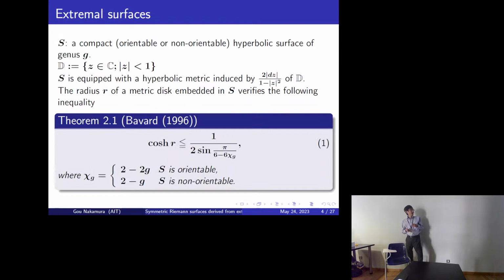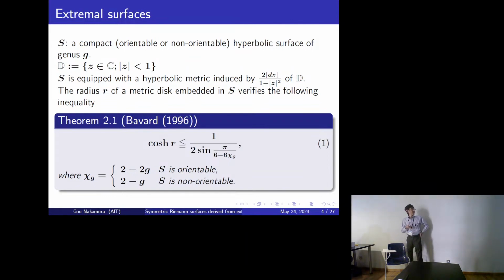First, I explain extremal surface. Let S be a compact, orientable or non-orientable hyperbolic surface of genus g. And let D denote the unit disk. And so, as you know, the hyperbolic surface S is equipped with a hyperbolic metric induced by the metric of the unit disk.